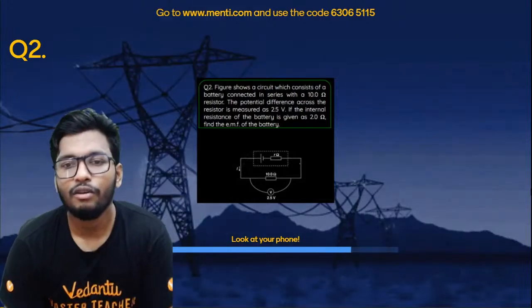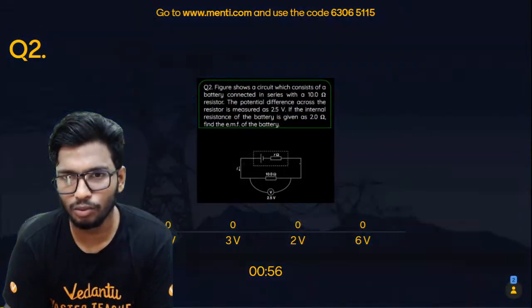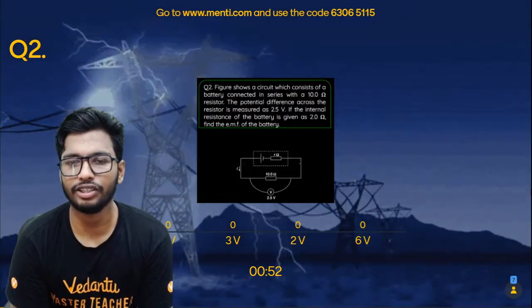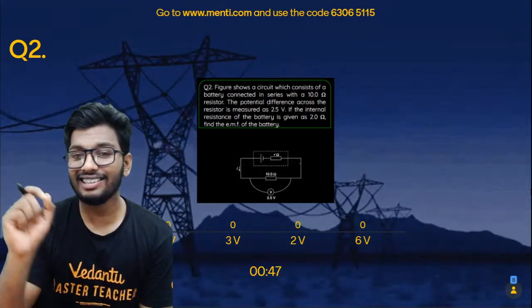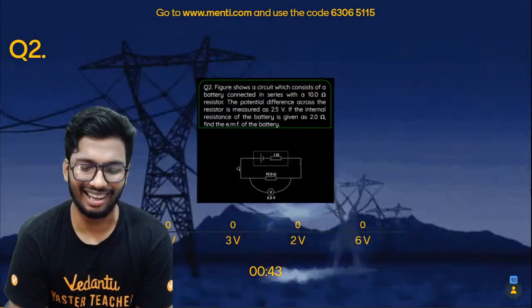All right. The question is this. Figure shows a circuit which consists of a battery connected in series with a 10 ohm resistor. The potential difference across the resistor is measured as 2.5 volts. If the internal resistance of the battery is 2 ohms, find the EMF of the battery.